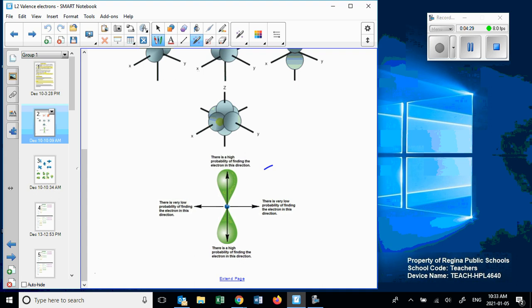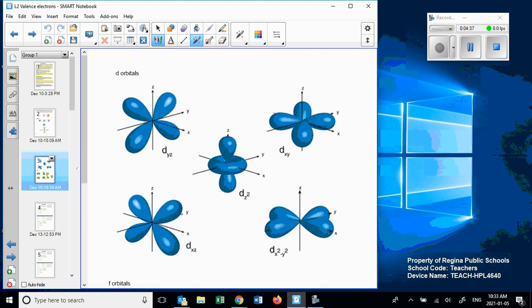Here's another view of what a p orbital kind of looks like too. And these are mathematical constructs. The d orbitals have more interesting shapes. They typically have four lobes. There are five different ways they can be oriented. There's the four, and then the fifth one is kind of neat. It's got like a donut in the middle, and then that barbell shape, top and bottom.